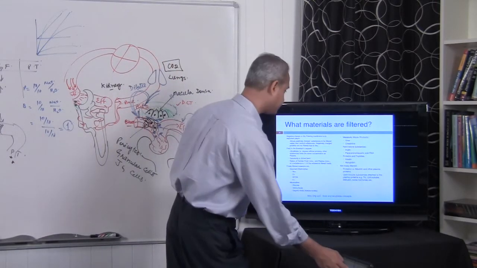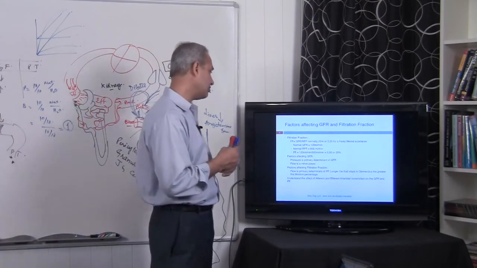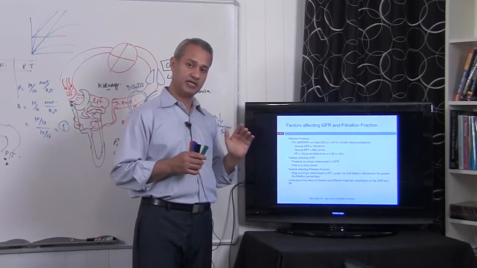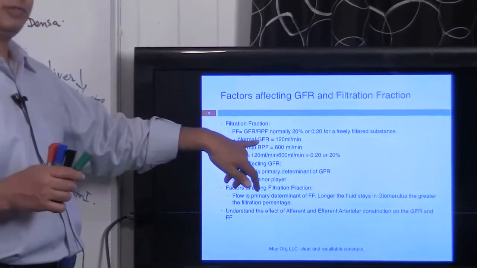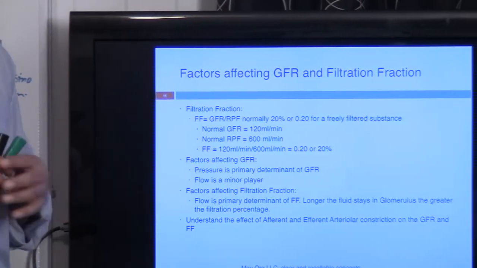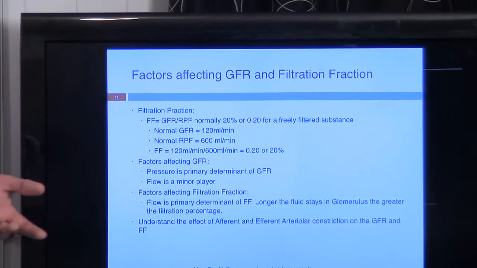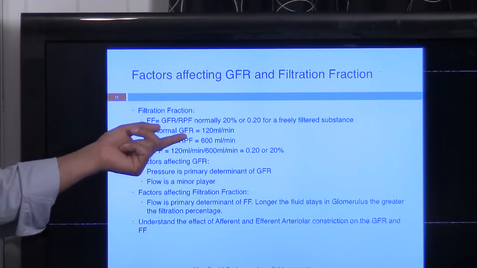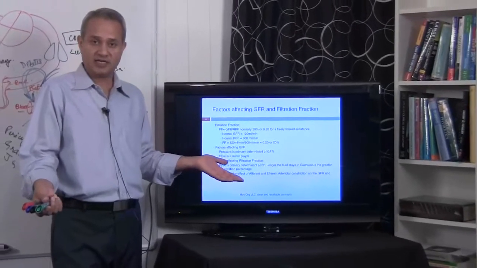Let's continue. Factors which are affecting the GFR and filtration fraction, we talked about it. Filtration fraction is actually GFR divided by renal plasma flow. GFR divided by renal plasma flow is called the filtration fraction. Normally it is about 20%. What is the fraction? Fraction means part of the whole. So what is GFR? GFR is the substance which has been filtered into the Bowman capsule. What is renal plasma flow? The flow of plasma inside the kidney.